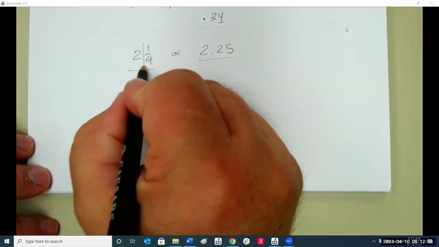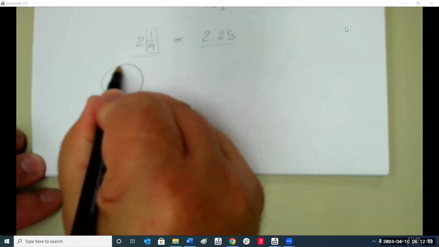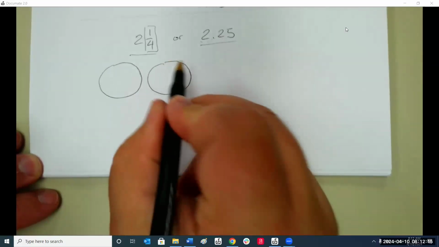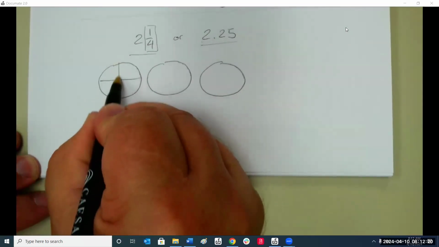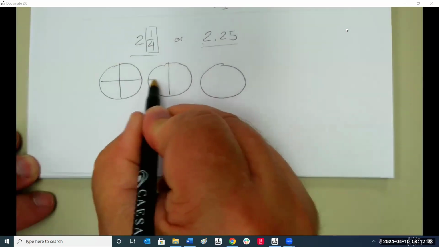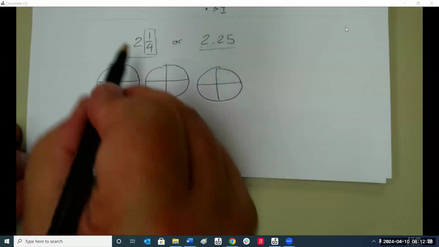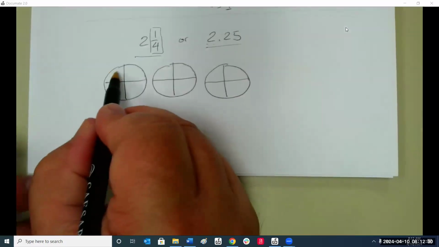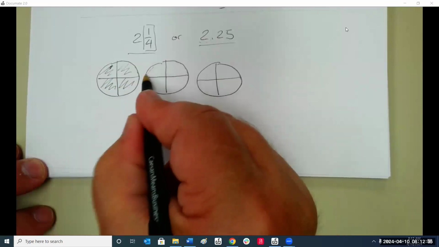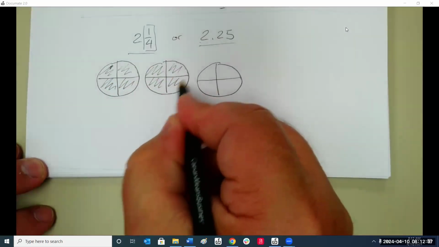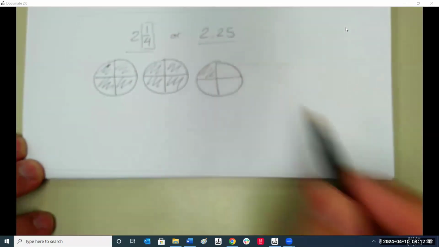We're dealing with 1/4. So each of these has to have 4 pieces in there. This number tells us that we have 2 of the circles already filled. This one tells us we only have 1 of them filled.